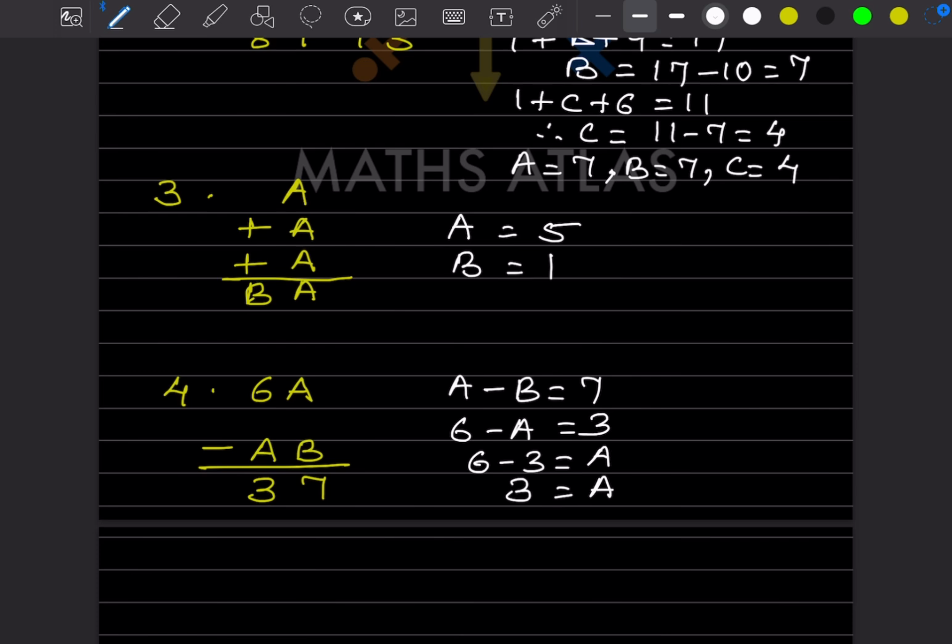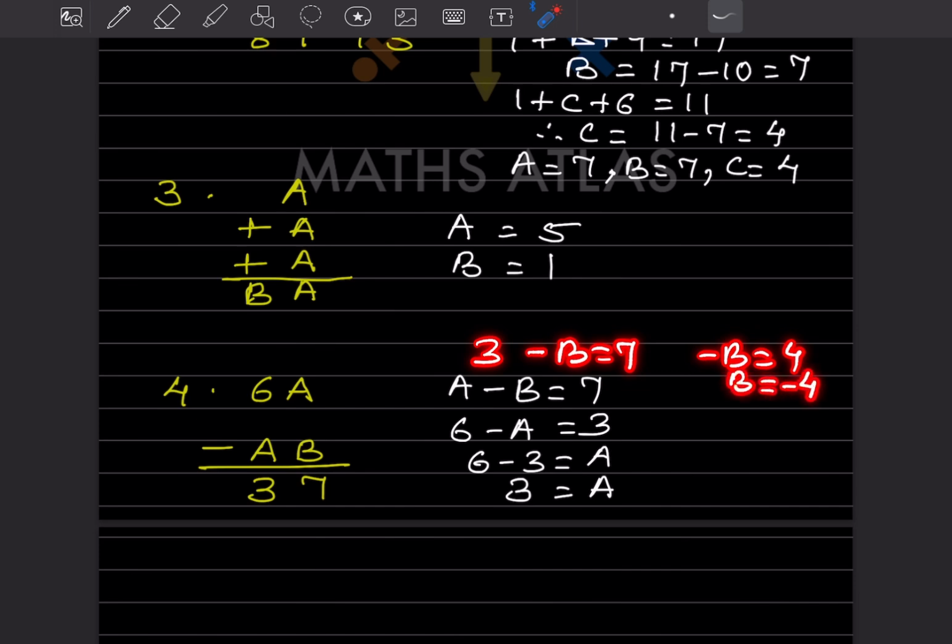So if we take here 3, suppose we take here 3, 3 minus B is equal to 7. So if we take 3 here, 3 minus B is equal to 7. So minus B is equal to 4. So B is going to be minus 4. But if we are taking minus 4, that is not possible. So we cannot take 3 is equal to A. So we'll do the other one.